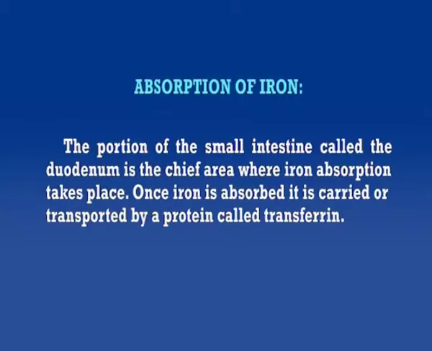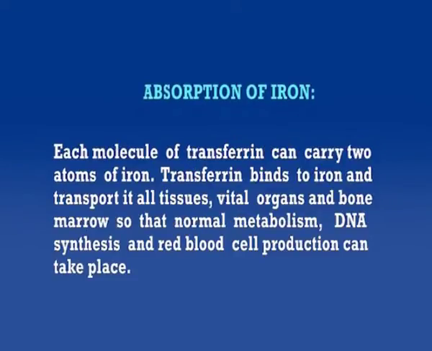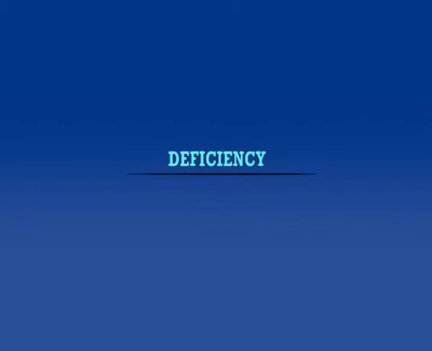Once iron is absorbed, it is carried or transported by a protein called transferrin. Each molecule of transferrin can carry 2 atoms of iron. Transferrin binds to iron and transports it to all tissues, vital organs and bone marrow so that normal metabolism, DNA synthesis and red blood cell production can take place. Ceruloplasmin, a major copper-containing protein in plasma, is also involved in iron transport.